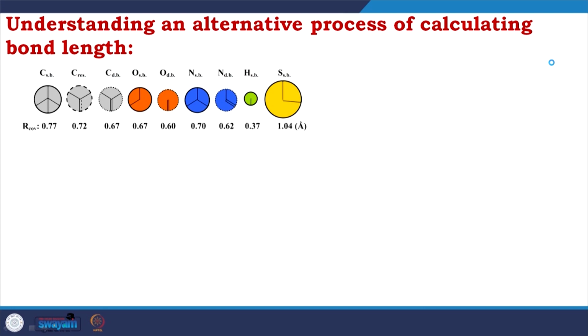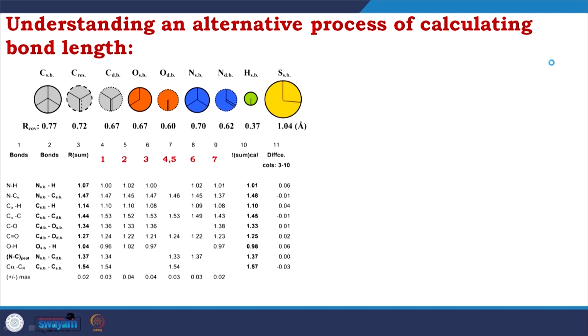Here is the process: all of them have their covalent radius. Carbon single bond has 0.77 angstrom. Carbon resonated has 0.72, because of resonance it is reduced. Carbon double bond is 0.67, definitely reduced because of the development of the pi bond. Oxygen single bond is 0.67, oxygen being more electronegative than carbon, holding the electrons closer. Double bond is even lesser than single bond, 0.6. Nitrogen single bond 0.7, nitrogen double bond 0.62, hydrogen single bond 0.37, sulfur single bond 1.04.